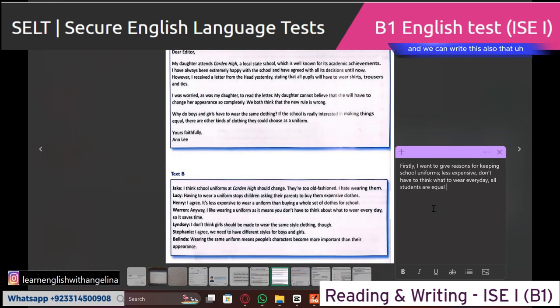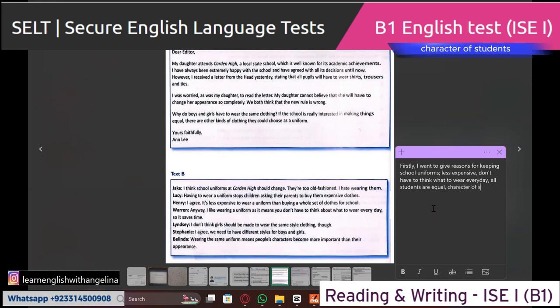And we can write this also: in the last line of text B, we can see the same uniform means people's character becomes more important than their appearance. Very nice, very good point. We can write here that it doesn't categorize students, and that the character of students becomes important.